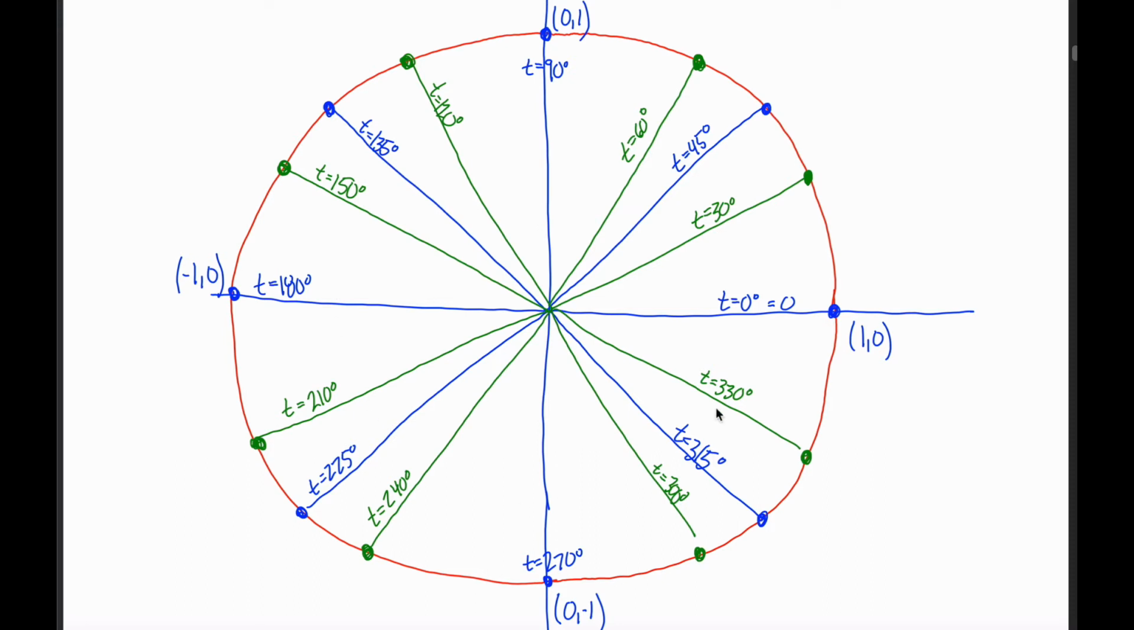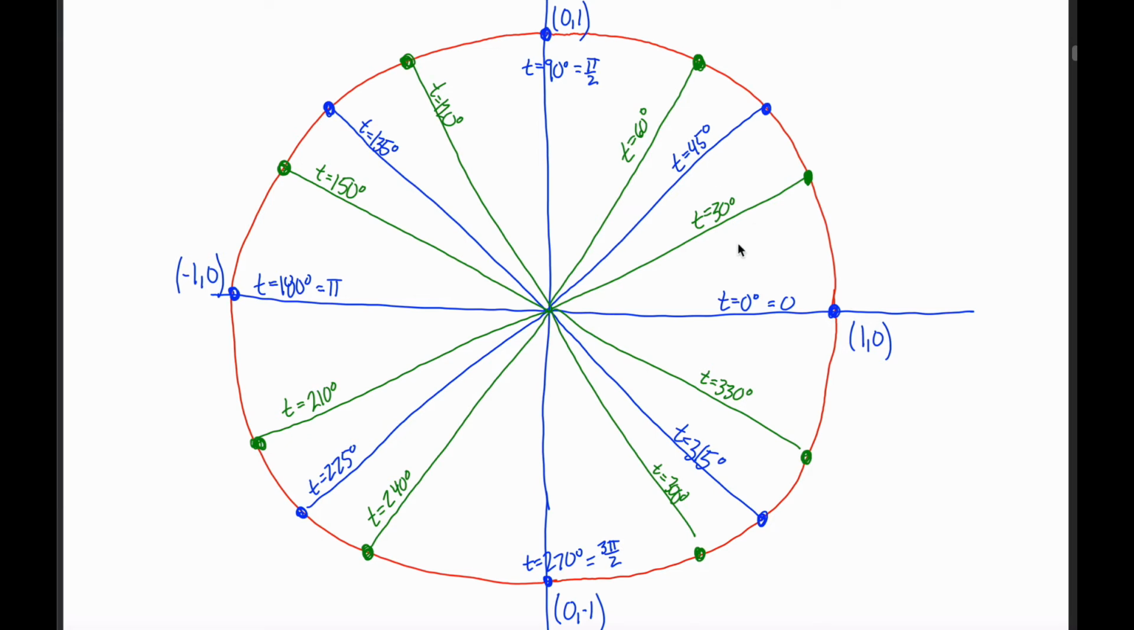And then remember that it's 2 pi to go all the way around the circle. So halfway around the circle would be pi radians. Halfway to that pi radians would be pi over 2 radians. And 3/4 of the way around the circle would be 3 pi over 2 radians. But what about all the other points?